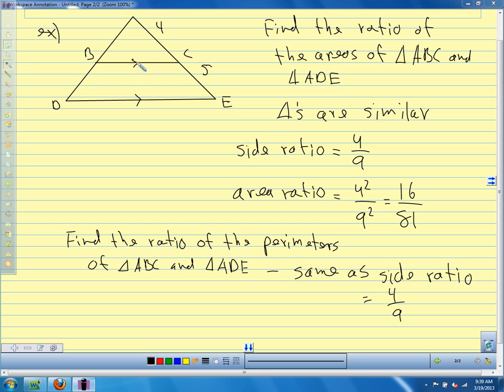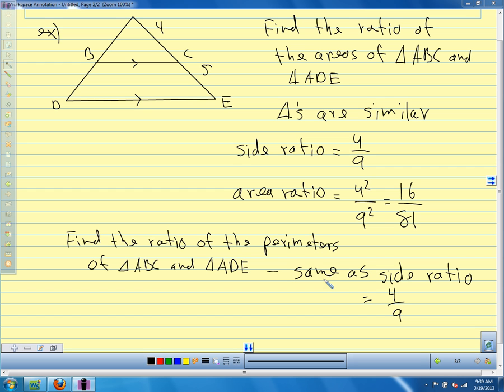So, what if we have a new triangle where all the sides are not equal? Doesn't matter. The perimeter ratio, the height ratio, any length ratio, as long as we know the two triangles are similar, is going to be exactly the same. They have to be similar to use these rules.